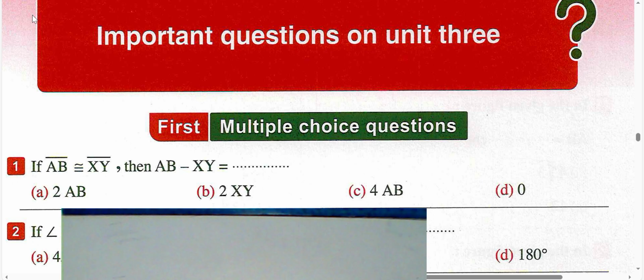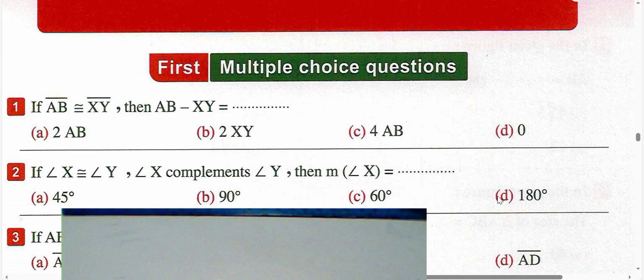Prep 2. Today we'll solve important questions from the Al-Moasser book on Unit 3, Geometry. First, multiple choice questions. Number 1. If line segment EB is congruent to line segment XY, then EB minus XY equals what? The difference equals 0 because they are equivalent. You must choose letter D.